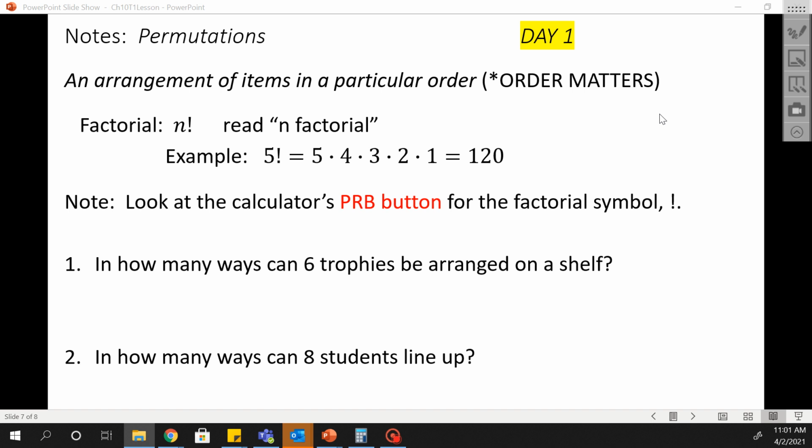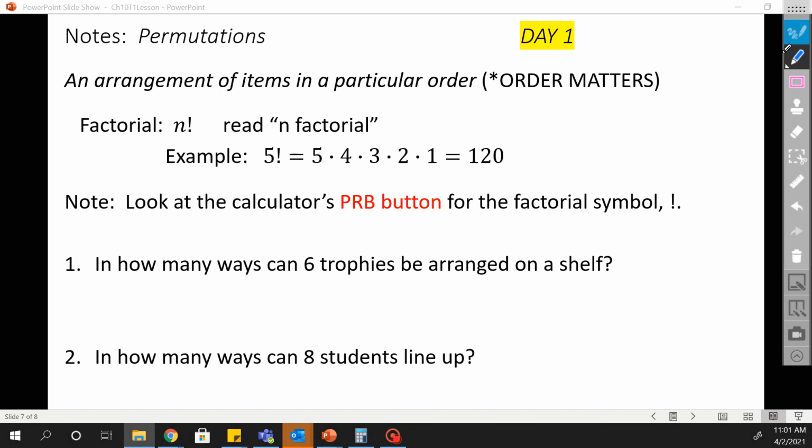And one of the operations we use when we're doing these is a factorial. A factorial is an exclamation mark. Essentially what it does is it says take that number and multiply it by every number that comes before it. So if n were 5, then 5 factorial would be 5 times 4 times 3 times 2 times 1. It's the number 5 multiplied by every number that comes before it.